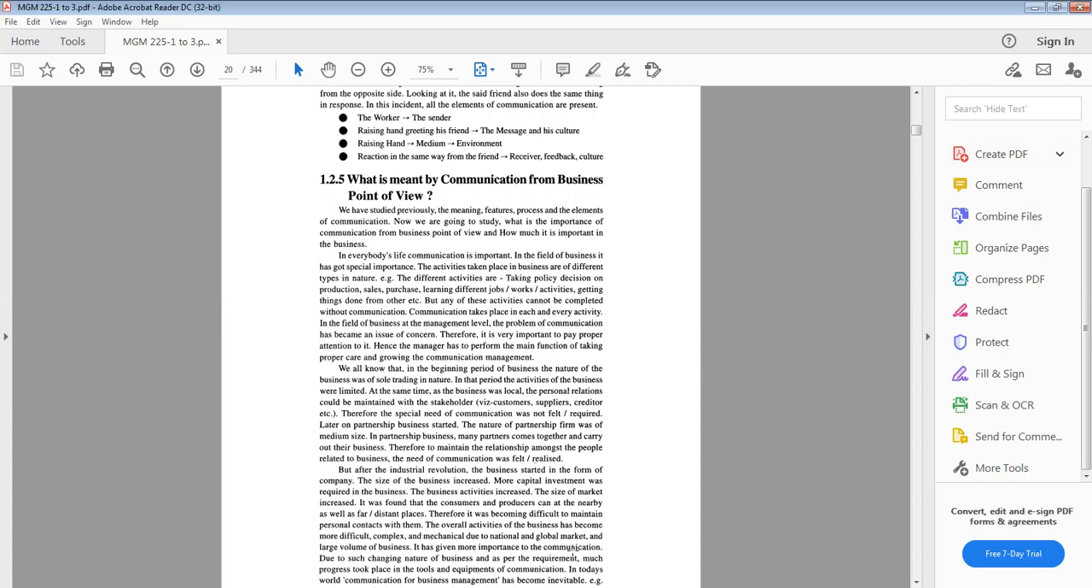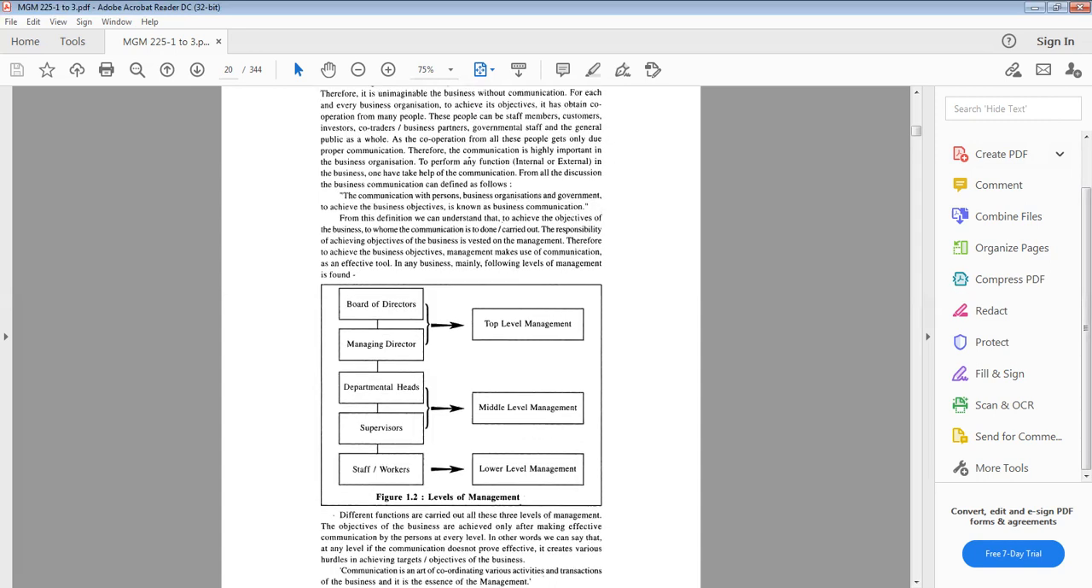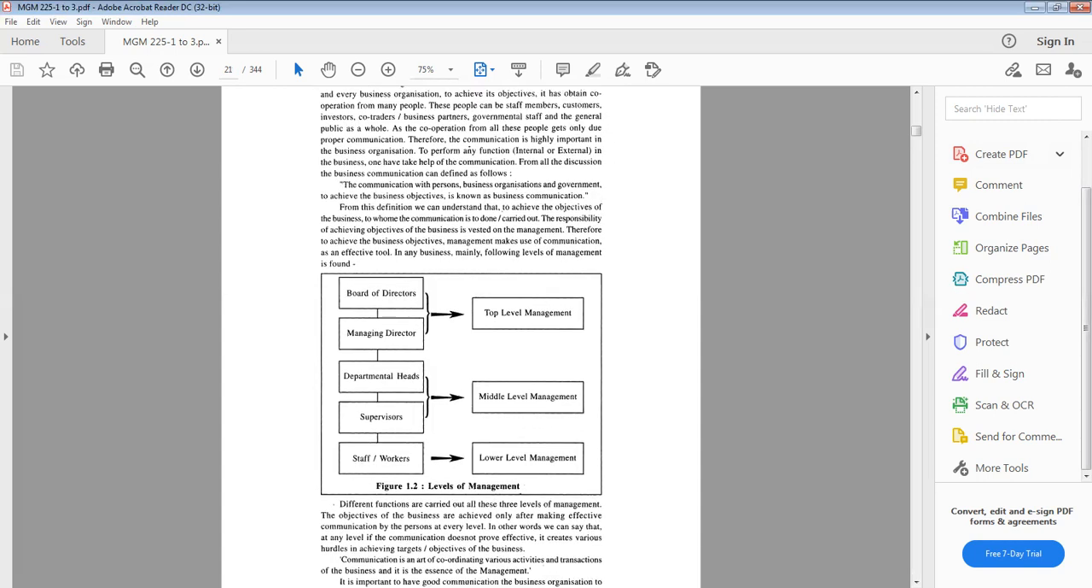So, students, now go through this flowchart. Figure number 1.2, levels of management. The board of directors and managing director come in the top level of management. Departmental heads and supervisors come in middle level management. Staff and other workers come in lower level management.